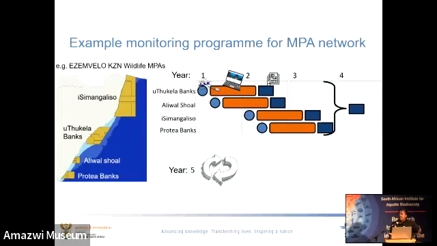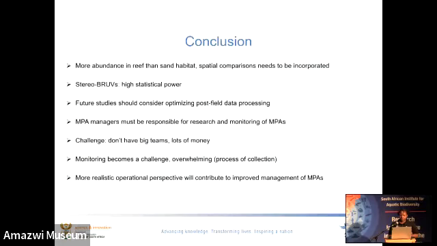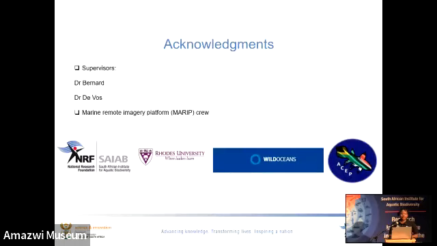However, because the management usually don't have big teams as well as massive budgets, monitoring biannually or annually might not be feasible. In conclusion, we saw that there was more abundance in reef than in sand habitats, meaning that spatial comparisons will need to be incorporated. And stirrups show they have a high statistical power. However, future studies will need to consider methods of optimizing the post-field data. Thank you.